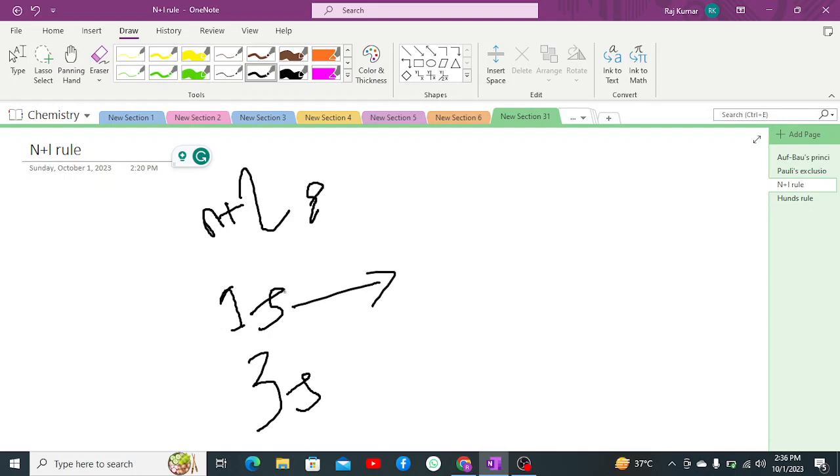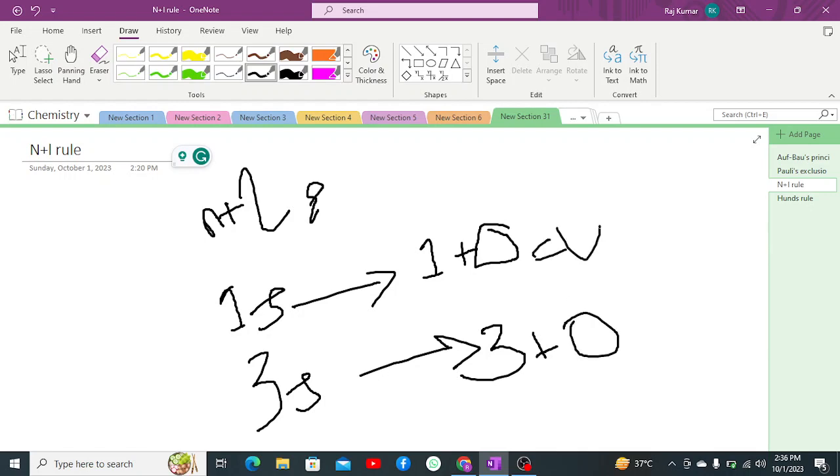Now 1s: suppose the value of n is equal to 1, whereas the value of l is equal to 0 because 0 represents s. Similarly, for 3s, the value of the principal quantum number is 3, whereas the value of the azimuthal quantum number is 0. When we add both of these values, the answer for 1s will be 1, whereas the answer for 3s will be equal to 3. In this case, the value for orbital 1s is less than the value for orbital 3s, due to which 1s will be filled first as compared to 3s.